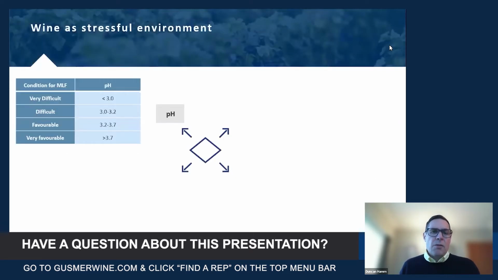So to talk further about the stressful environment of wine, we've just thought we'd break it down into those 4 primary factors. So first of all, with pH, we thought we'd try and put some numbers behind what's difficult and what's favorable. So generally, wine below pH 3, we would class as very difficult. These wines often require quite a lot of work to go through.